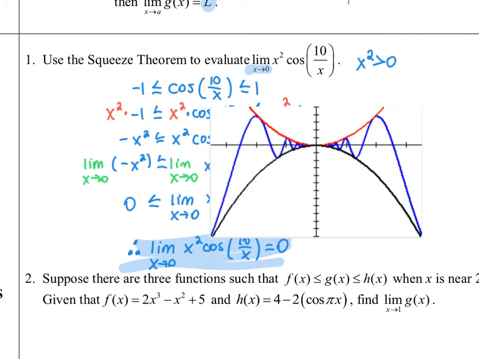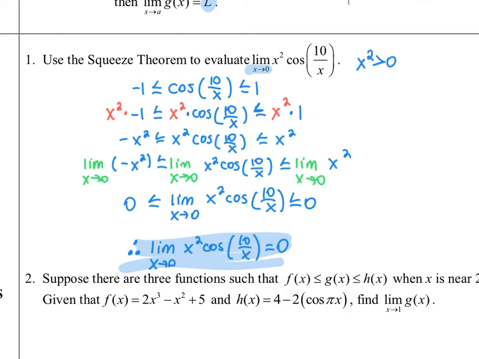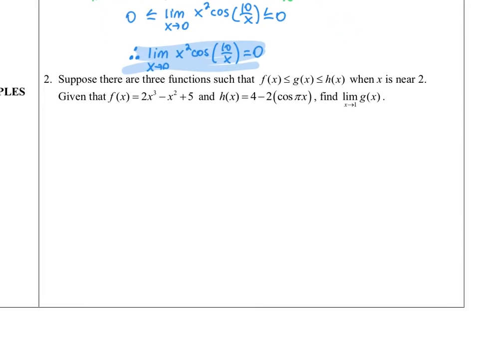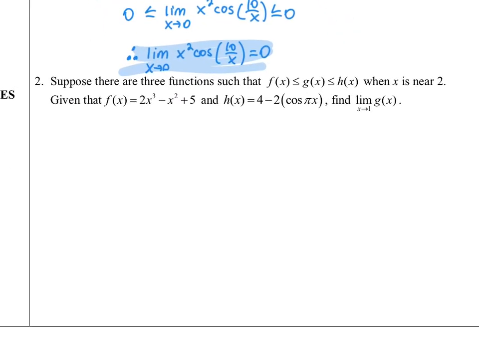And here's one more example of the squeeze theorem, here in example 2. I've got my three functions, f, g, and h, and they're structured like this. I'm given f of x and h of x, and I have to find the limit as x approaches 1 of g of x. Notice I don't even know what g of x is, but I'm just going to go ahead and set it up as this inequality indicates.